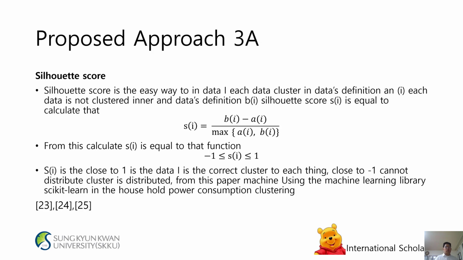The silhouette score s(i) is calculated as s(i) = (b(i) - a(i)) / max(a(i), b(i)). From this calculation, s(i) ranges from minus 1 to 1. If s(i) is close to 1, data point i is in the correct cluster. If it is close to minus 1, the data is not clustered correctly. In this paper, we use the machine learning library scikit-learn for household power consumption clustering.